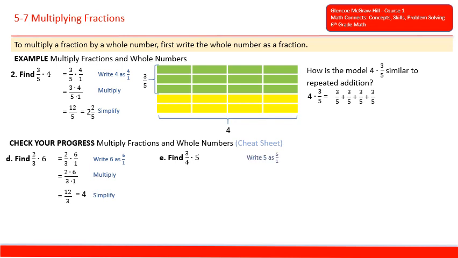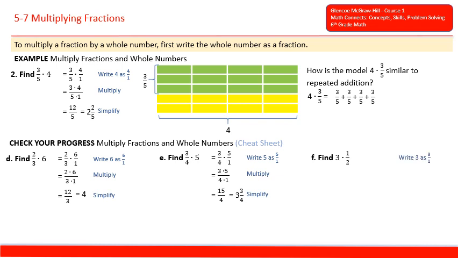3/4 times 5. We're going to rewrite the whole number 5 as an improper fraction, 5/1. 3/4 times 5/1. And then we can multiply the numerators, 3 times 5, and the denominators, 4 times 1. And we'll get 15/4, which we will now convert into a mixed number, 3 3/4.